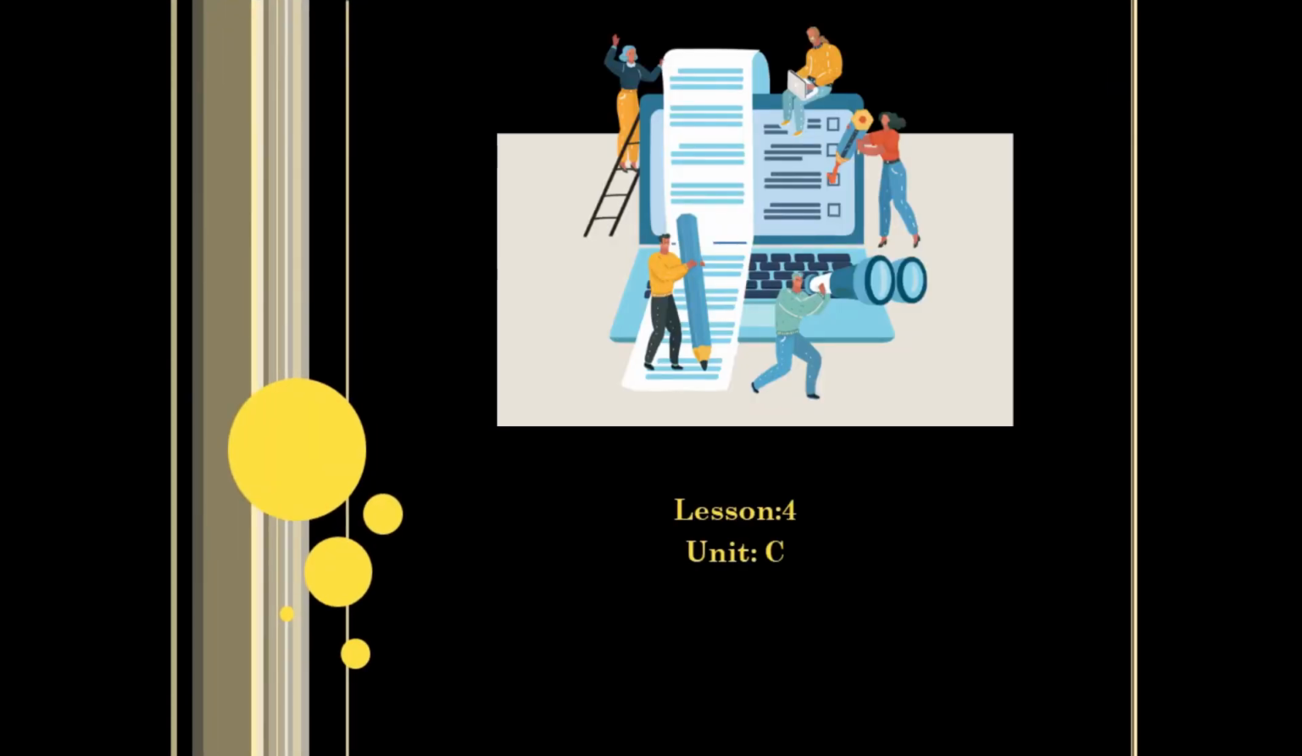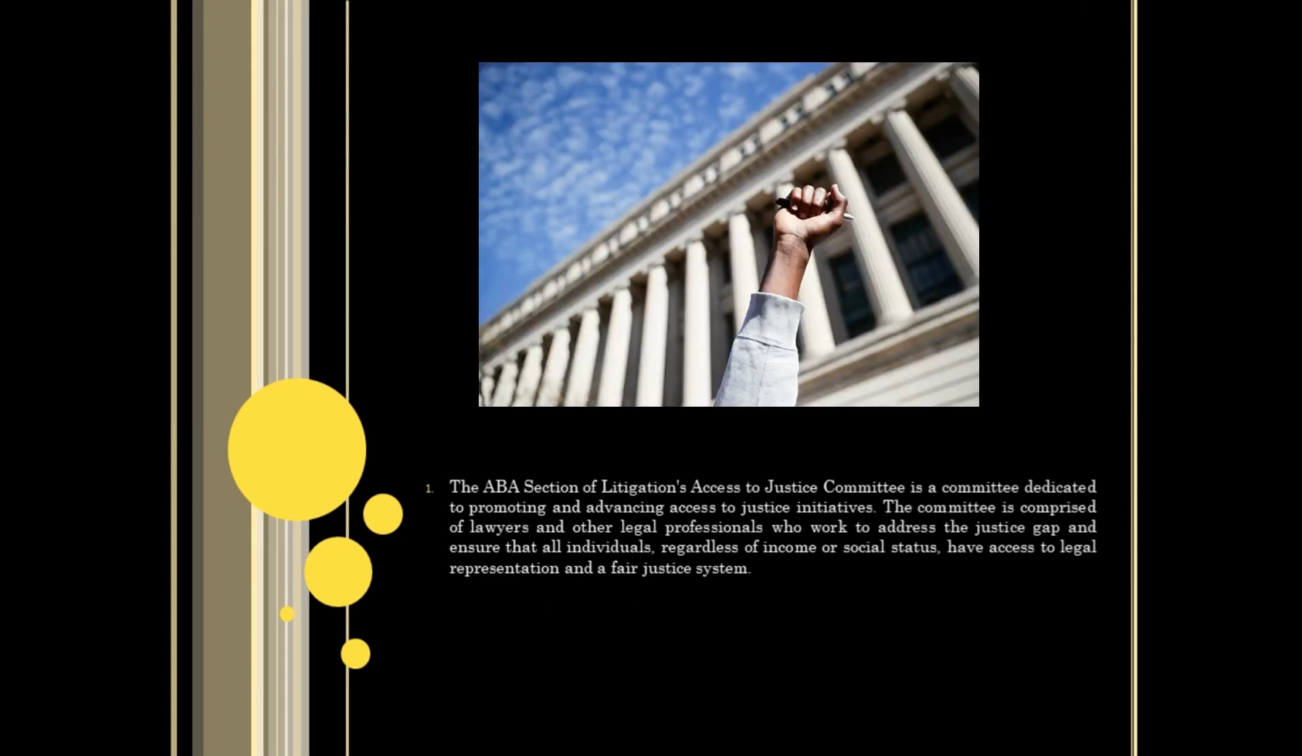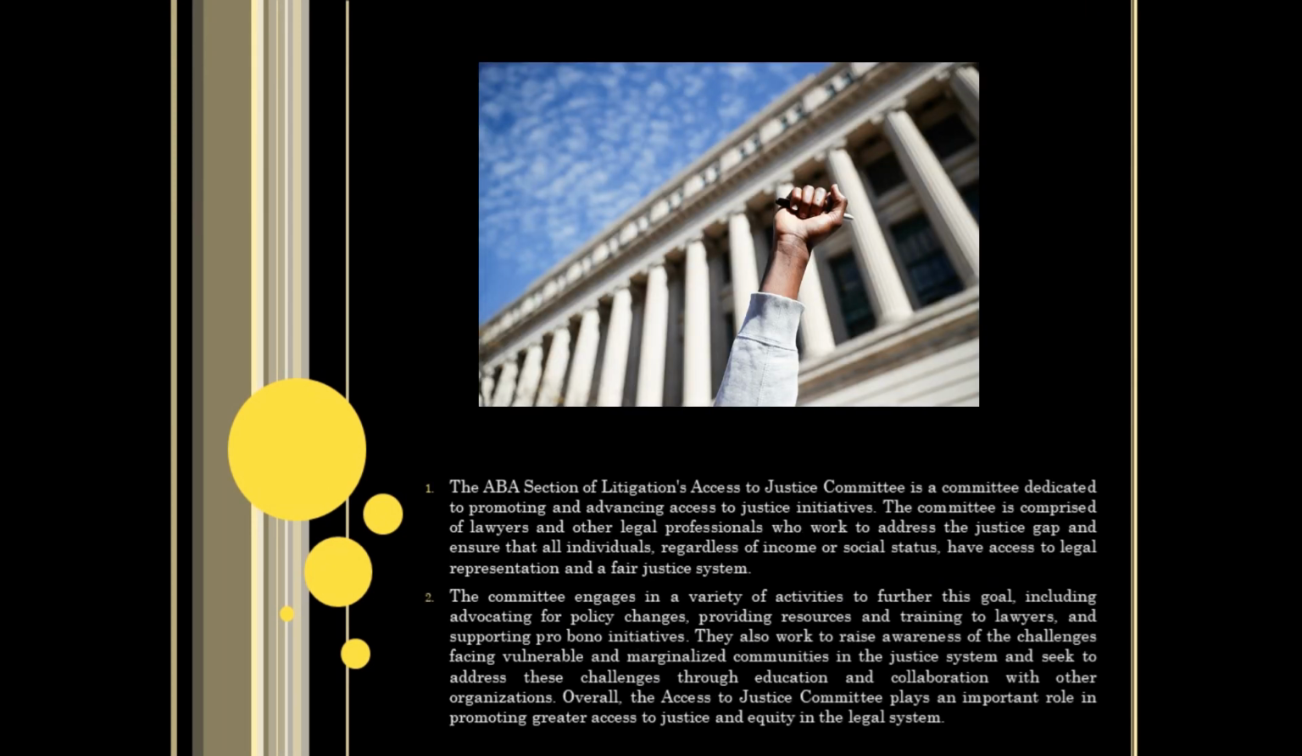Lesson 4. Unit C. ABA Section of Litigation's Access to Justice Committee. 1. The ABA Section of Litigation's Access to Justice Committee is a committee dedicated to promoting and advancing access to justice initiatives. The committee is comprised of lawyers and other legal professionals who work to address the justice gap and ensure that all individuals, regardless of income or social status, have access to legal representation and a fair justice system.